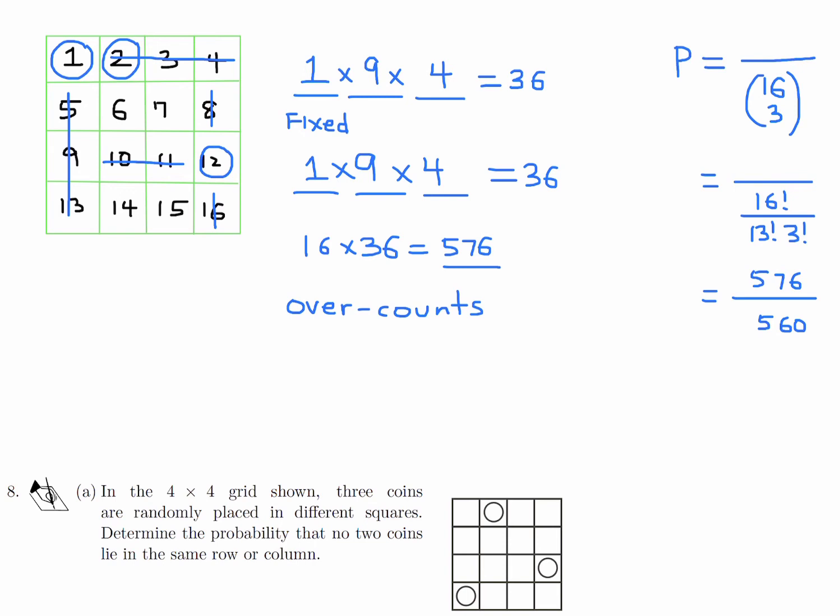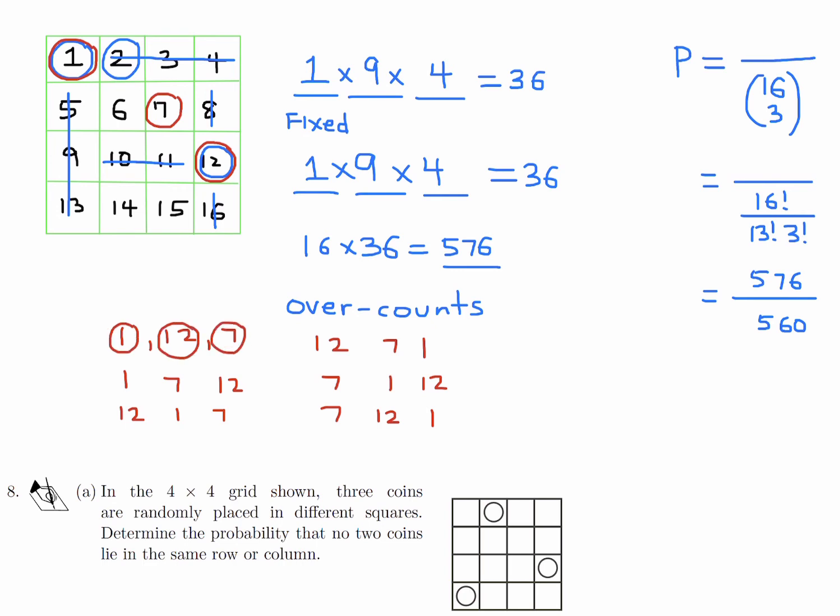For example, let's say my very first scenario was the first coin goes in 1, second coin went in 12, and the third coin, let's just choose 7, right? So my coins were 1, 12, and then 7. But there's 6 scenarios that are exactly the same, and those are 1, 7, 12, 12, 1, 7, 12, 7, 1, 7, 1, 12, and 7, 12, 1. See, the order can vary, right? In my example, I initially chose 1, and then I chose 12, and then I chose 7. But I could have done it in another way.